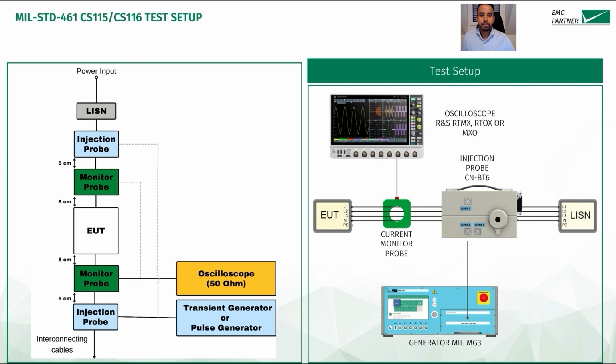For CS115, the calibrated test signal is gradually increased, as I said before, until the test level of 5 amps is reached, and the test is conducted for 1 minute. For CS116, the calibrated test signal is applied to each cable or power lead of the EUT at a repetition rate of 2 Hz at max for a period of 5 minutes.